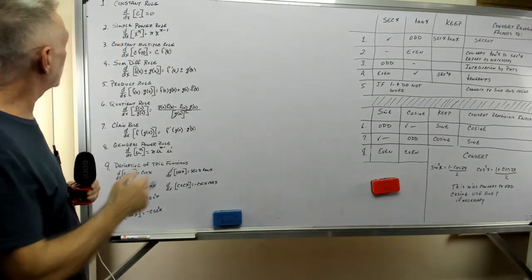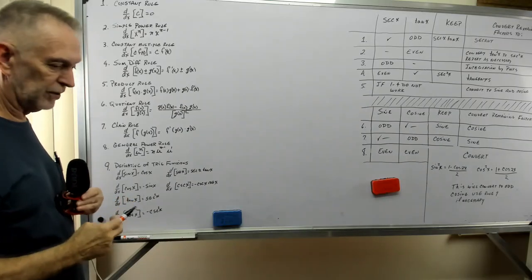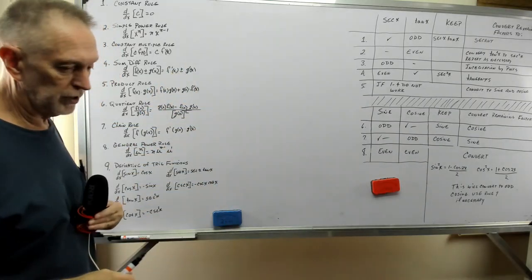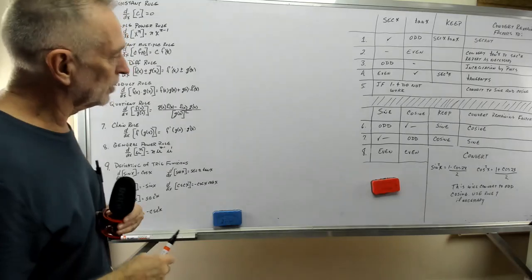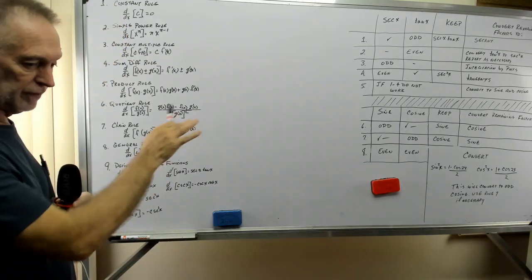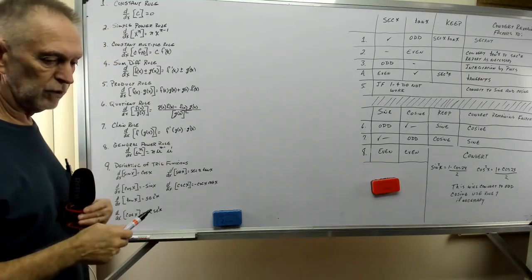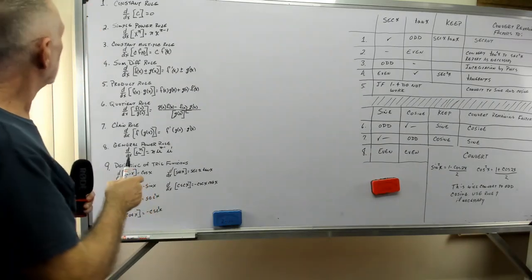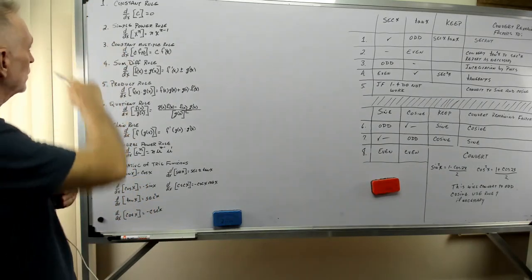All right, we have 9 of them laid out here. Don't pay any attention to what's on the other side. That's for Calculus 2 integration. I just left it up because I'll do another video tomorrow probably on that. Okay, we have 9 rules here. Let's just walk through them.